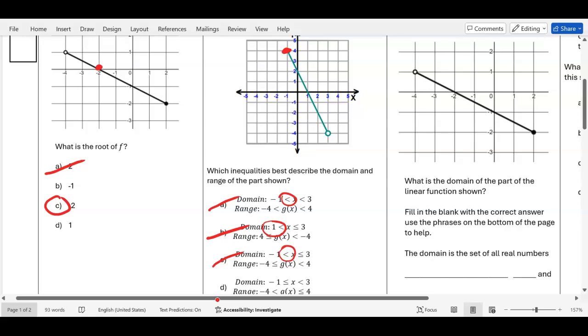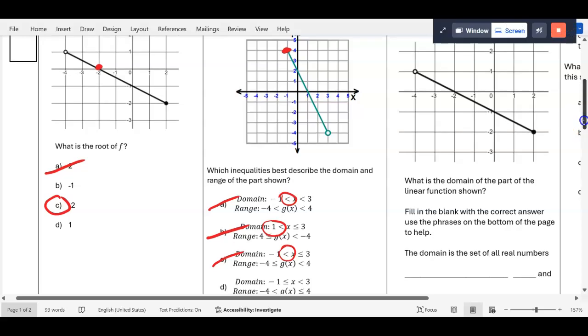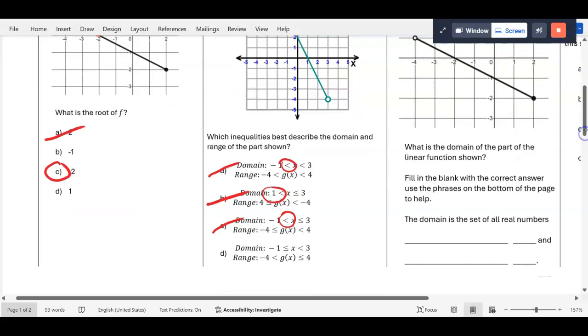Now let's keep going. It goes all the way to the right. The x value here is 3, and it's open. So 3 not underlined is open, so this is good right here, okay? Now let's look at the range from bottom to top. At the bottom, this y value is -4, and it's open, so that would be -4 with no underline. And that's right.